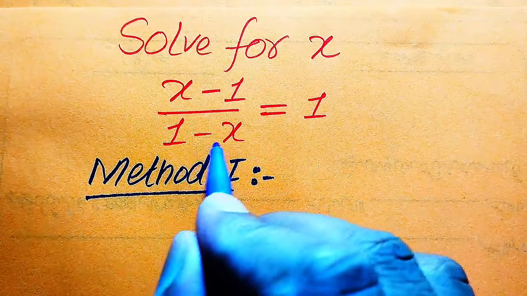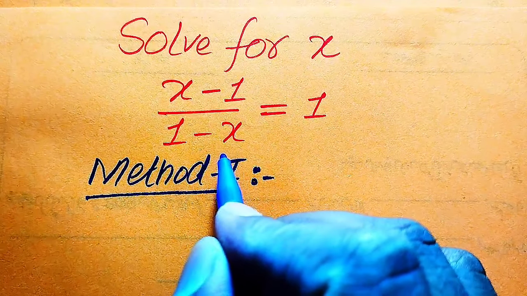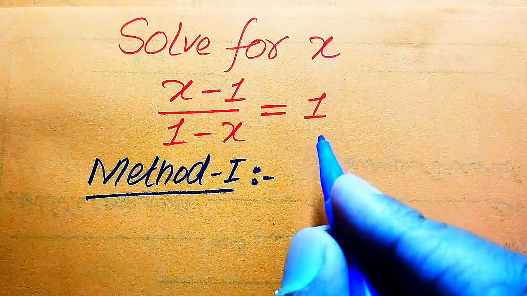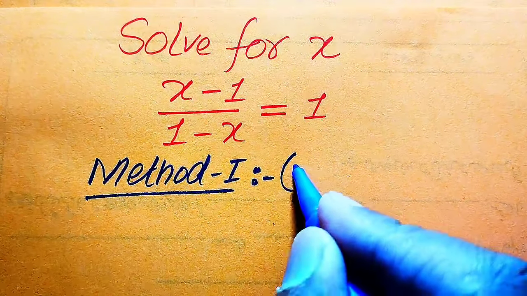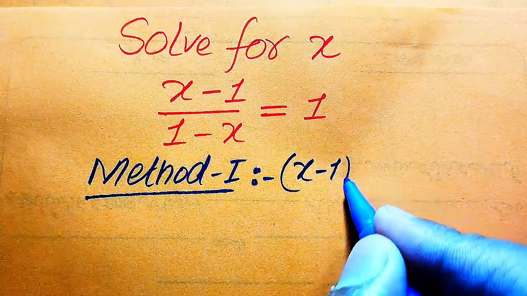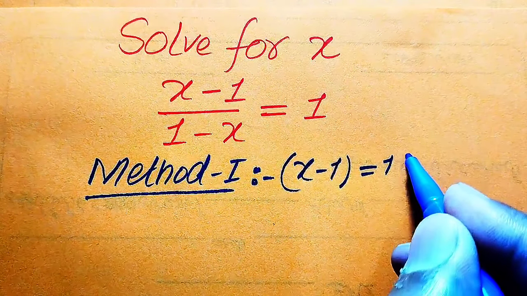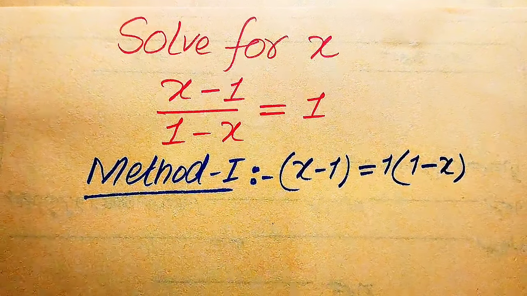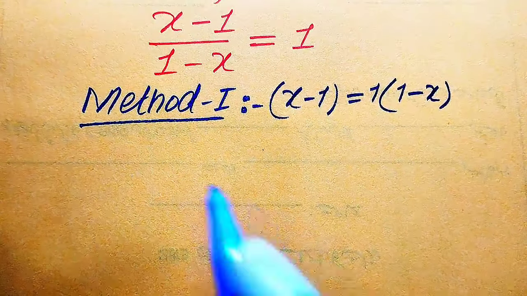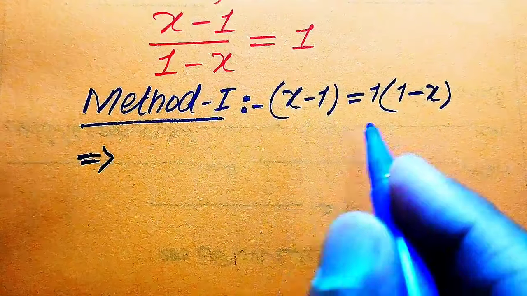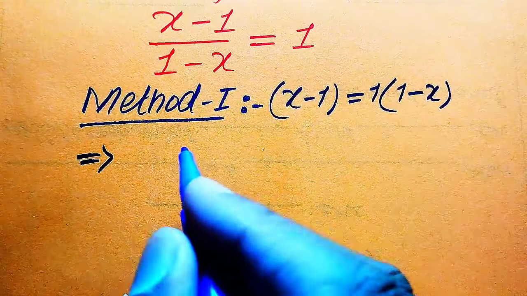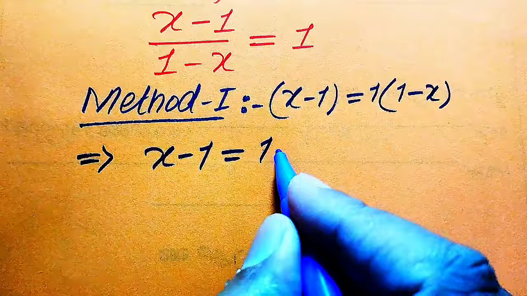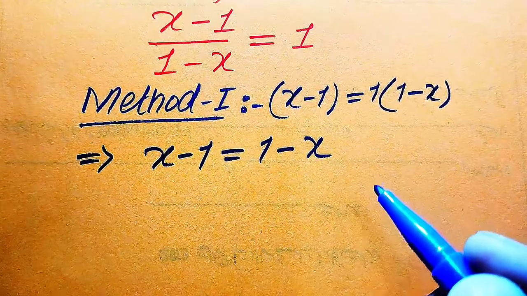Now first you see that this 1 minus x is divided on the left hand side. We move it to the right hand side and it is multiplied by this 1, and it will be written as x minus 1 is equal to 1 multiplied by (1 minus x). And further in the next step, we multiply 1 on both of these terms, and it becomes x minus 1 is equal to 1 minus x.